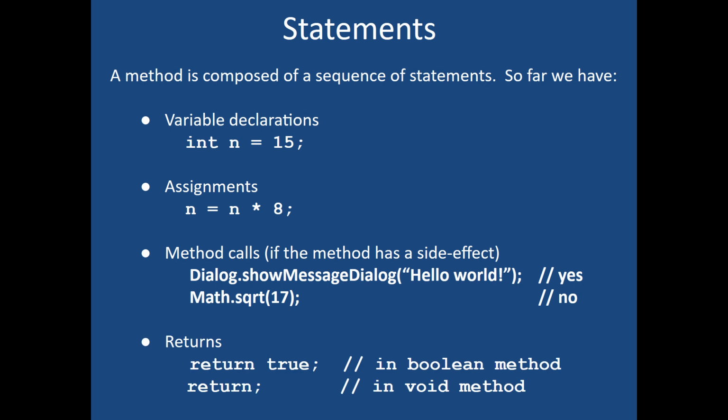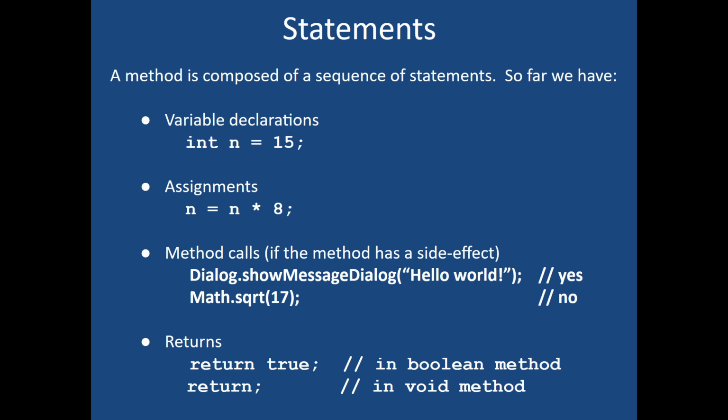And finally, we've seen return statements. So you've seen that something like return true in a Boolean method would cause the method to end. So return always causes the method to end. And then after the return, you give an expression whose value is what you want the method to produce as its result.